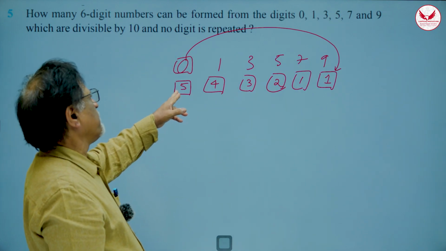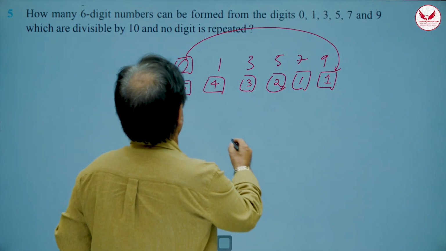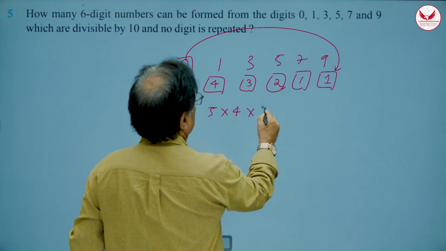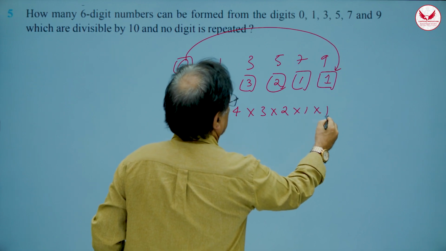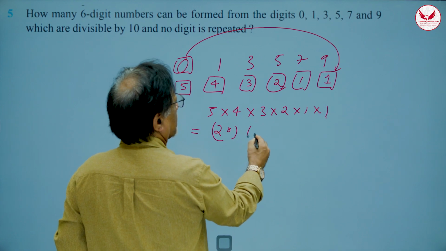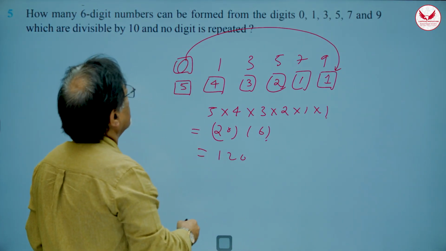So, first place can be filled in 5 ways, 4 ways, 3 ways, 2 ways, 1 and 1, right? So, therefore, the answer is 5 multiplied by 4 multiplied by 3 multiplied by 2 multiplied by 1 multiplied by 1, which is equal to 20 multiplied by 6, and that comes to 120. That is the final answer.